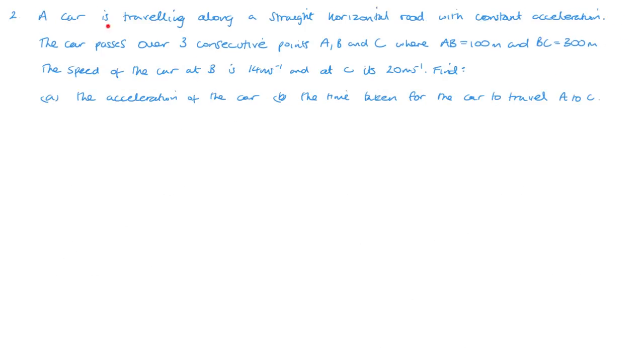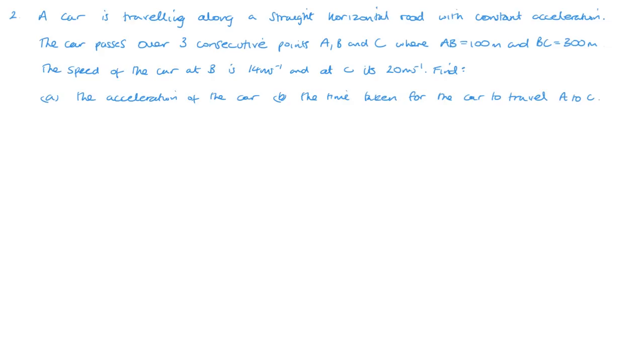So here we've got a car travelling along a straight horizontal road with constant acceleration, passes over 3 consecutive points A, B and C, where AB is 100, BC is 300. Speed of the car at B is 14 and at C is 20.